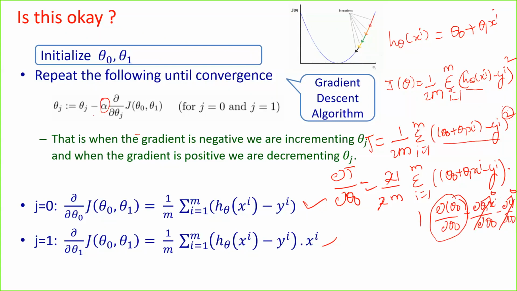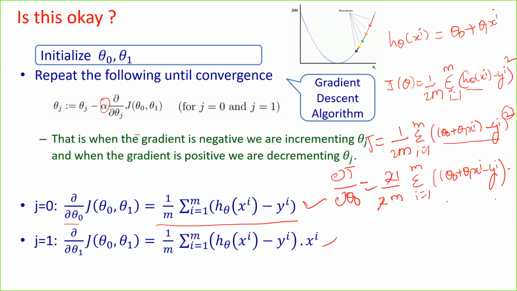Could you follow? Even if you don't follow, that's okay, as long as you understand that the derivative with respect to theta naught is this only. I'm just trying to derive it so that you will not have any confusion later. So this is 1. So it is 1 by m, sum over i equal to 1 to m, of h theta of xi minus yi.